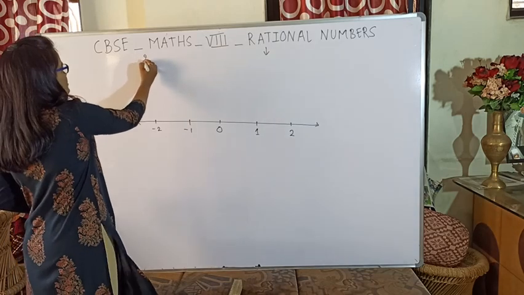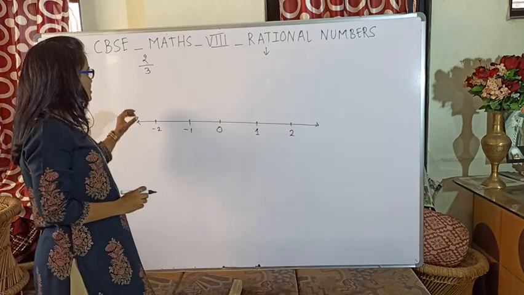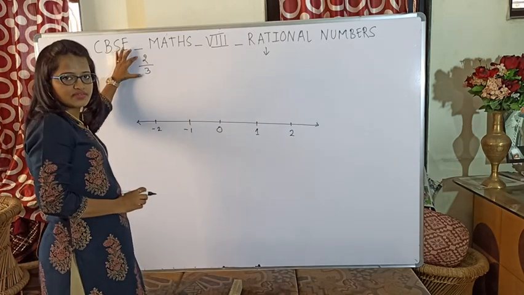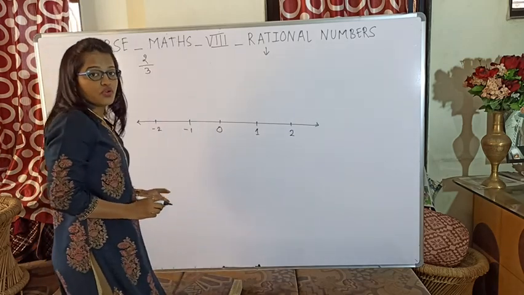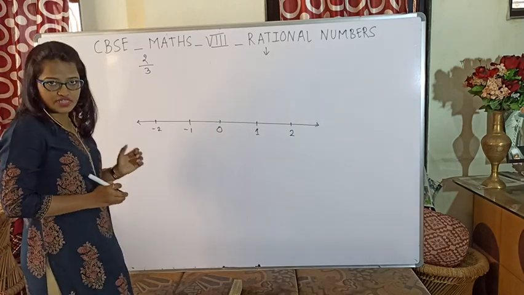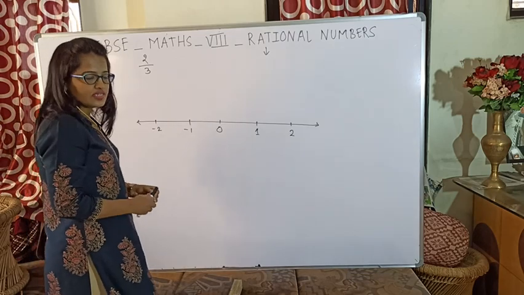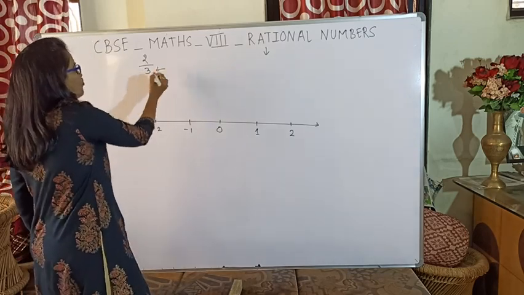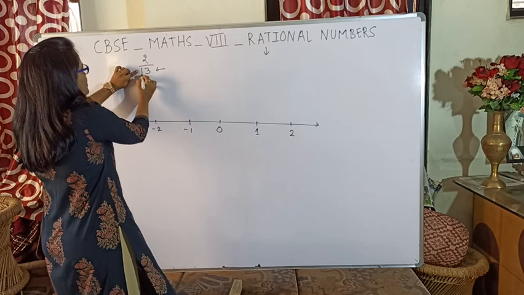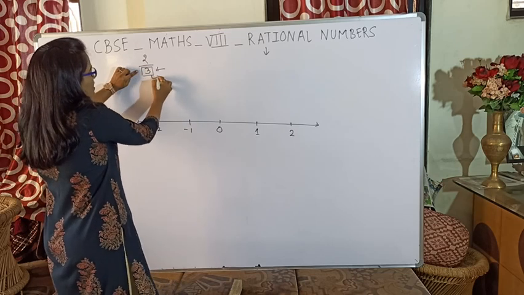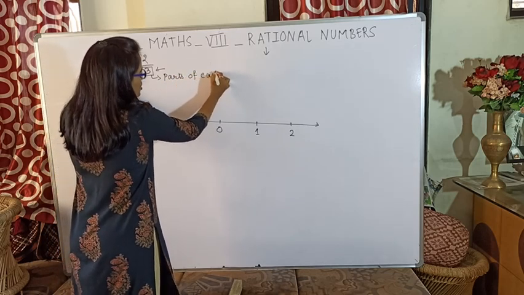Now the same example, let us see how we can represent 2 by 3 on this number line. Okay, so the question says 2 by 3 is a fractional part, right? So it will lie between any two numbers. Now in which two numbers it lies, that we have to see. Also, even in those two numbers, where exactly the location is. The steps for representing rational numbers on the number line say whatever number is present in the denominator, that many parts you have to make of each unit.